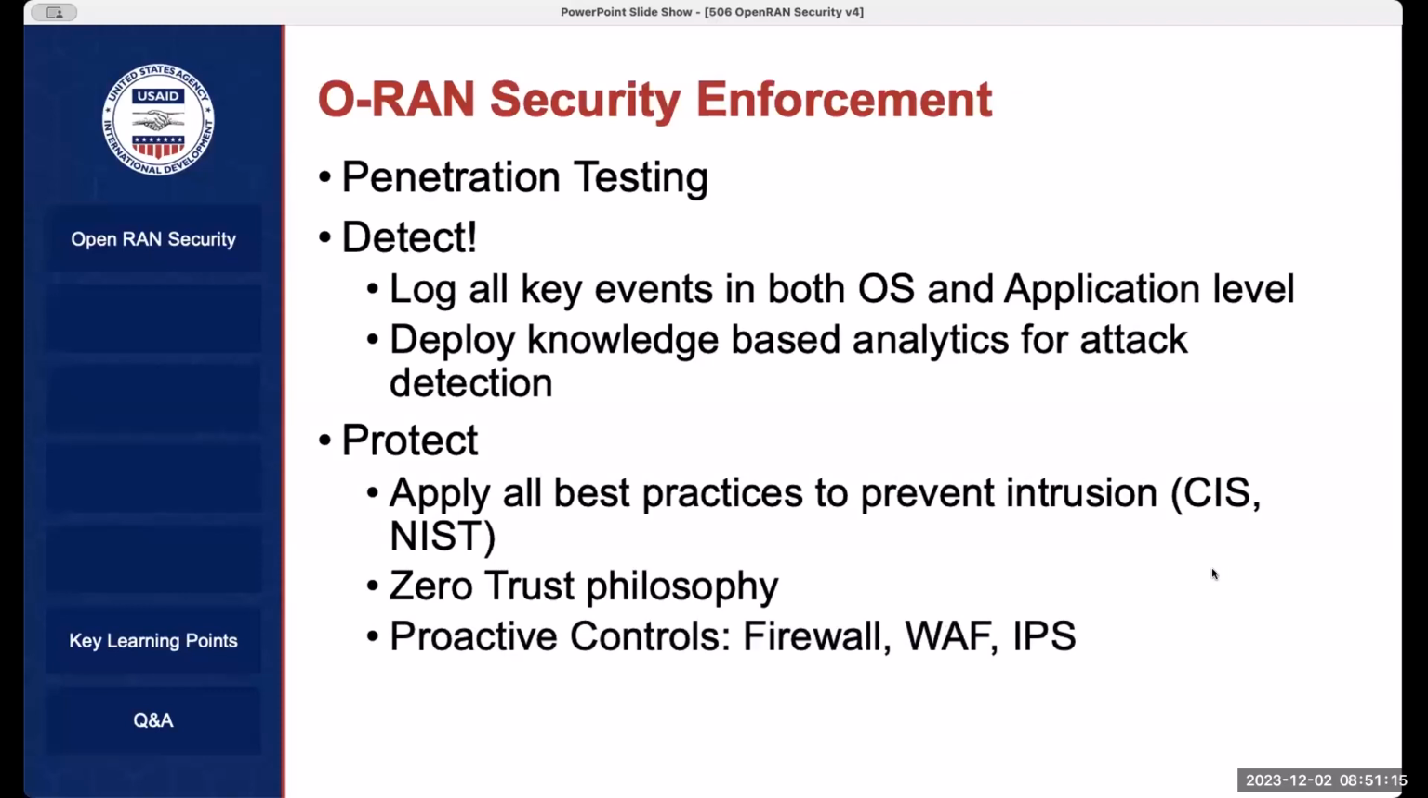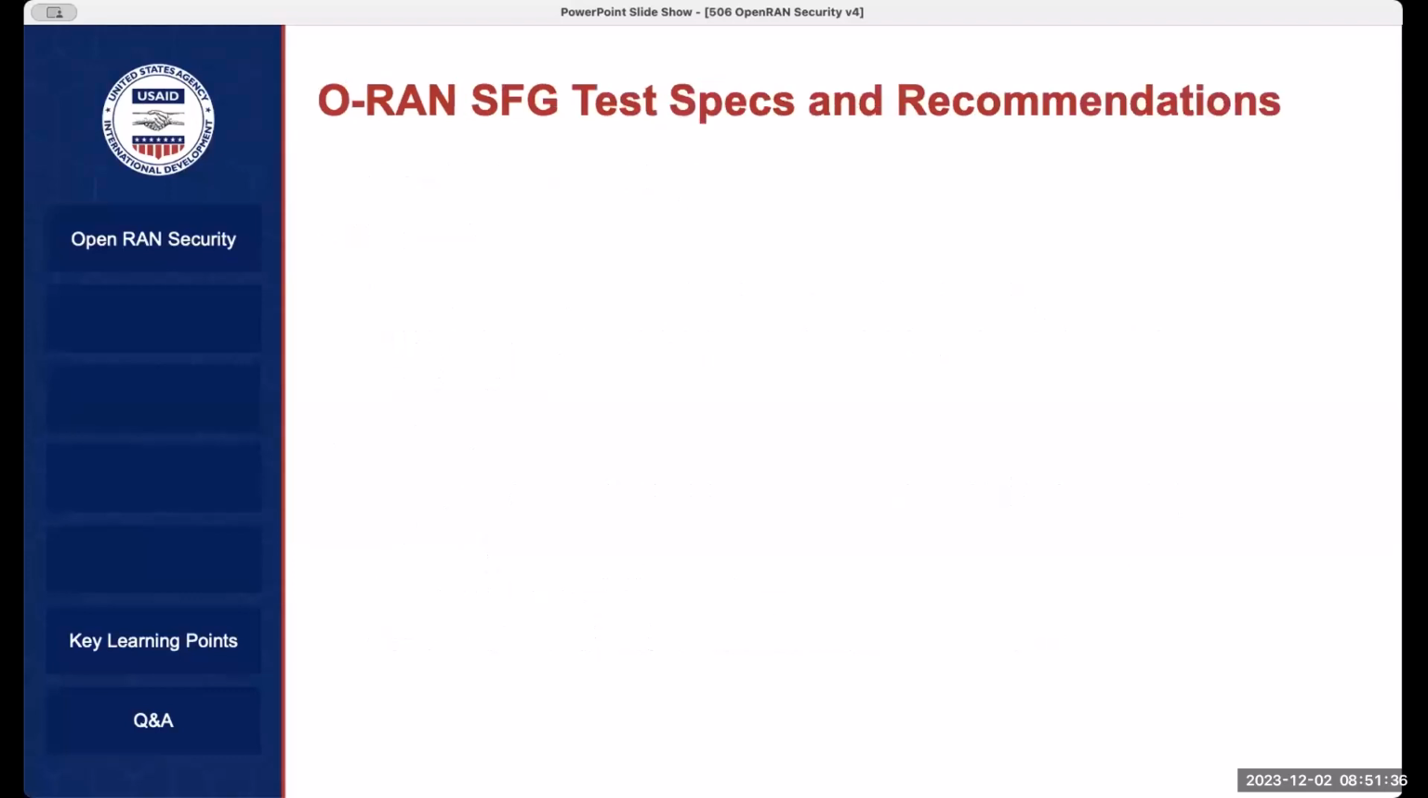So we also want proactive controls for protection. Again, a firewall for these various interfaces and components, a web application firewall for API calls and web calls, and some intrusion prevention system, either host-based or network-based, better for both. Again, you're doing defense in depth with this one.